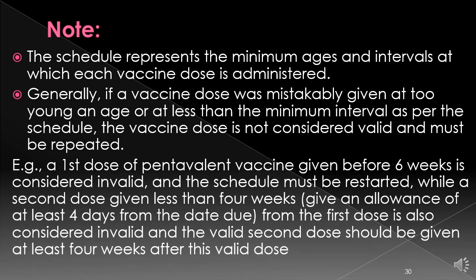So an example is this. If a first dose of pentavalent vaccine is given before 6 weeks, which is the recommended, remember we said that pentavalent 1 is given at 6 weeks or first contact after 6 weeks, then it becomes invalid. And the schedule must be restarted. Also, if the second dose is given less than 4 weeks apart, then that dosage is not considered as valid. And therefore, the second dosing must be given at the correct timing. That is at the end of the 4 weeks after the previous dosing. That is the first dosing. So I hope that is clear.